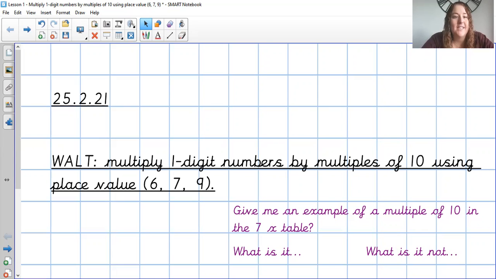So today we're going to start with learning to multiply one-digit numbers by multiples of 10 using place value, and we're going to focus on the 6, 7 and 9 times table because we've already looked at those when we built our tables earlier in the year. Okay, let's get started then.